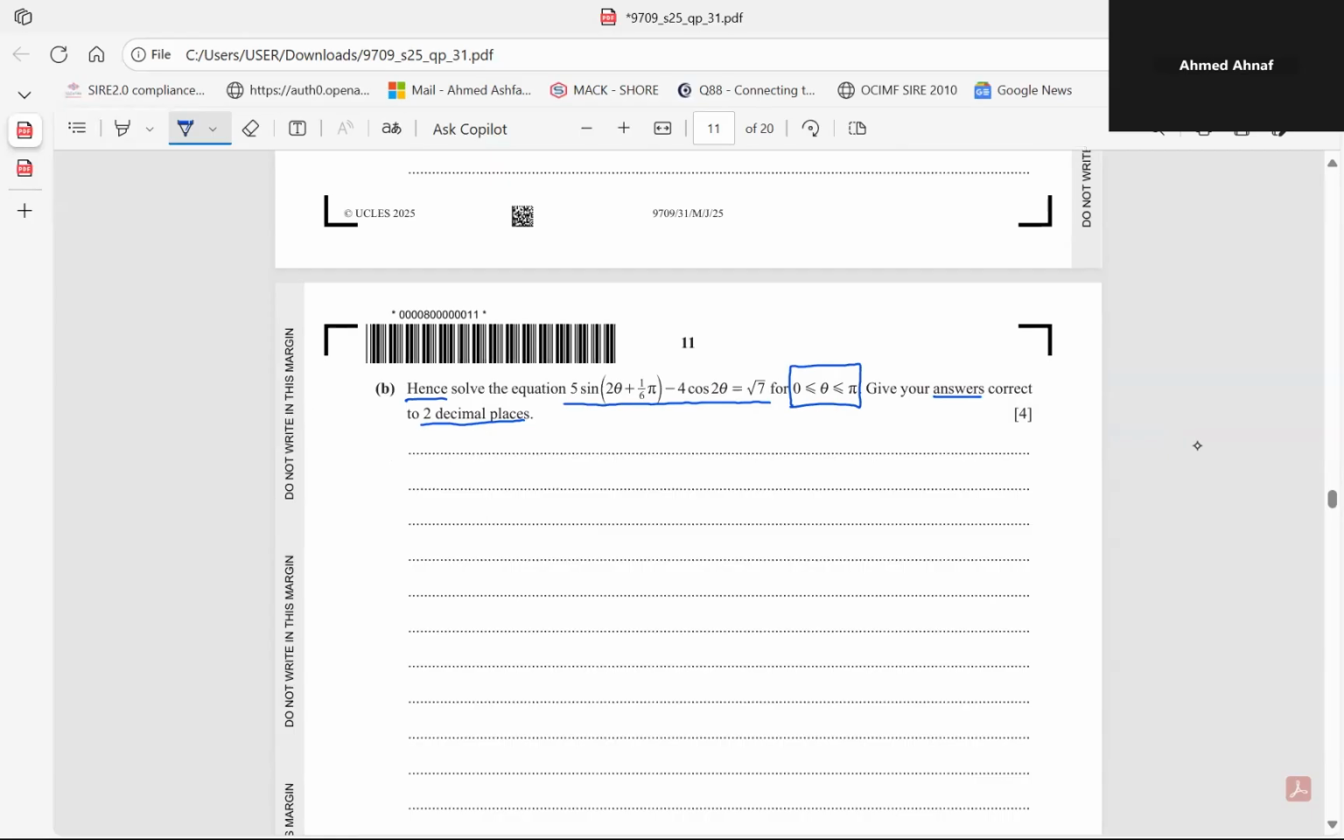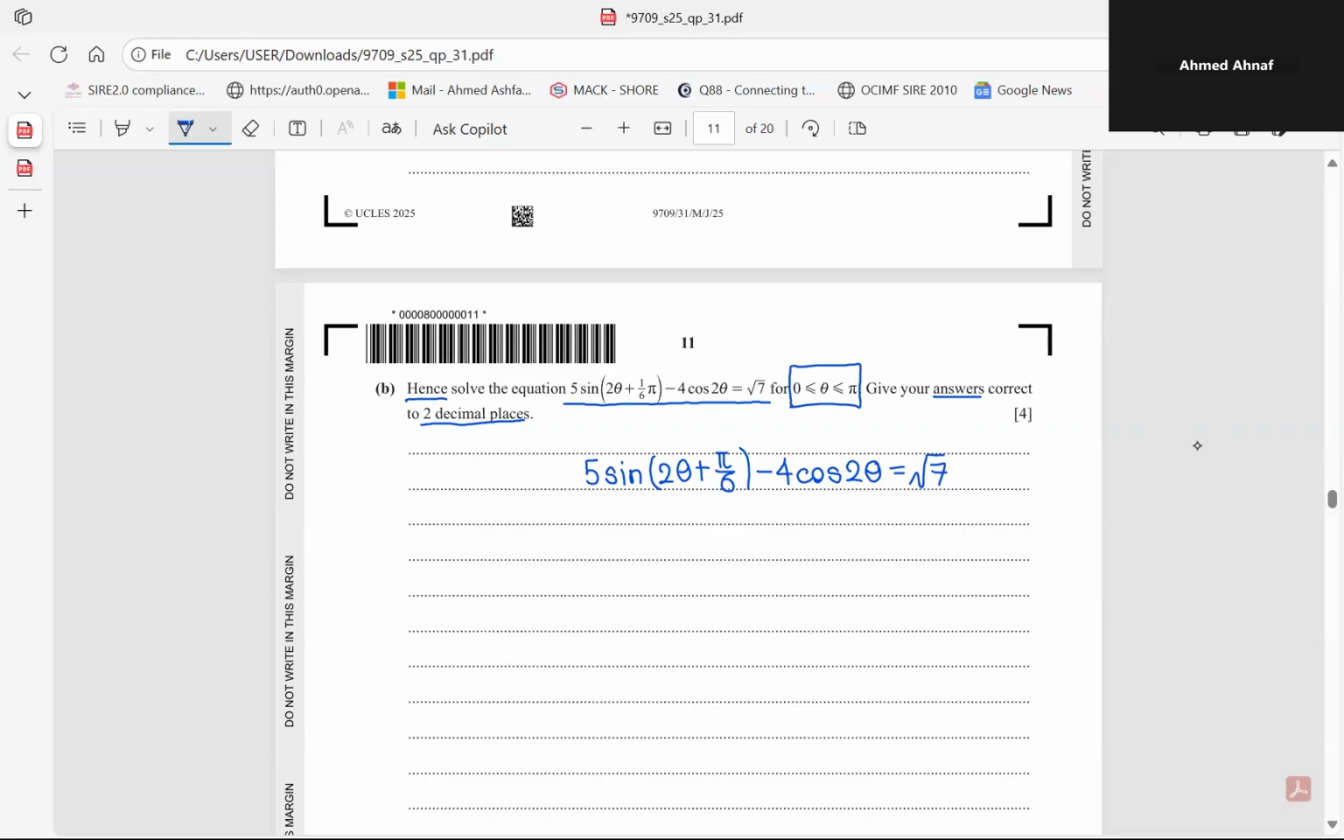Okay, first of all, let's write down this whole equation: 5 sin(2θ + π/6) − 4 cos 2θ = √7.